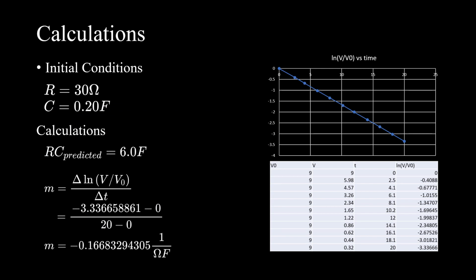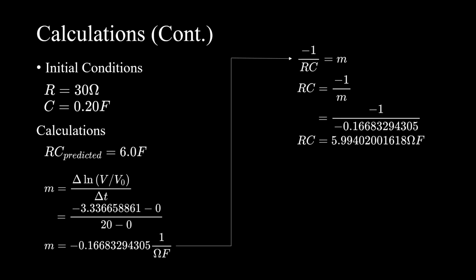Resistance and capacitance give a predicted time constant of 6.0 farad-ohms. And then from there, we can also get the slope of this graph, that is the natural log of V over V naught versus t, to be about negative 0.1668. Note that the slope is equal to negative 1 over RC, and so therefore we can get an experimentally determined RC of about 5.994 farad-ohms.